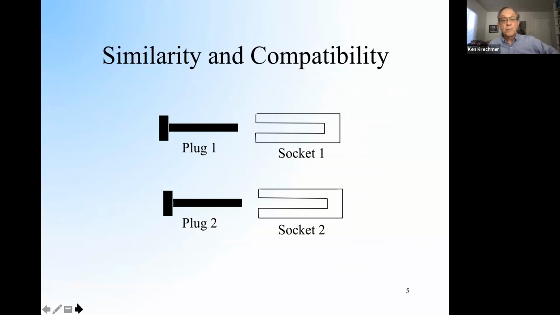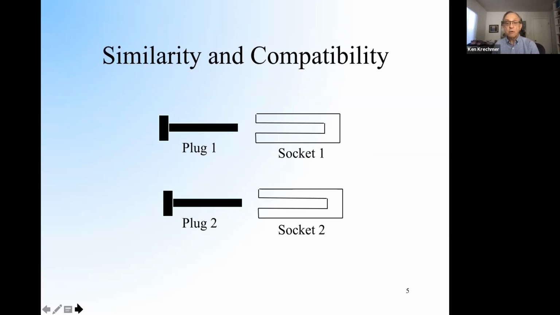So to be a little more precise about this concept of similarity and compatibility, as you can see on the left, plug 1 and plug 2, they are similar. They may well be equal, or equal within a tolerance. And socket 1 and socket 2, again, are similar or equal within a tolerance. But it's the relationship between the plug and the socket, which is really the outline of the plug and the inside of the socket. That relationship is the compatibility relationship. Totally different, but absolutely related.